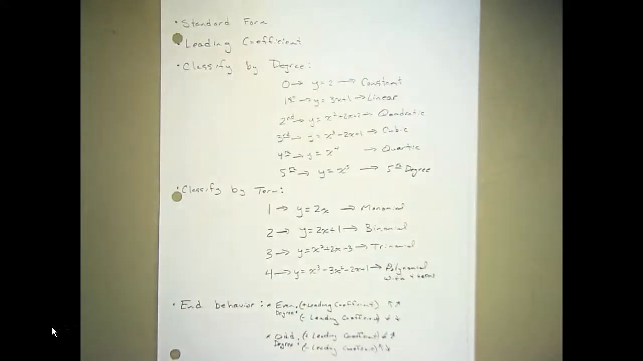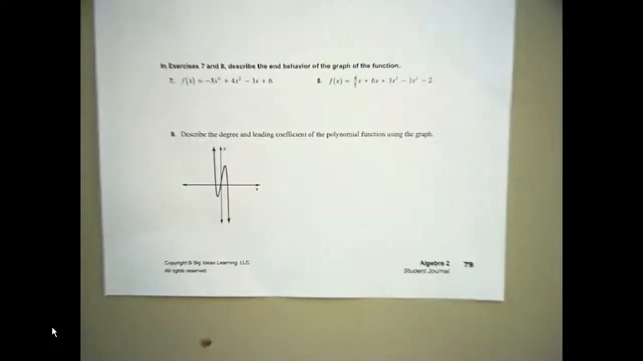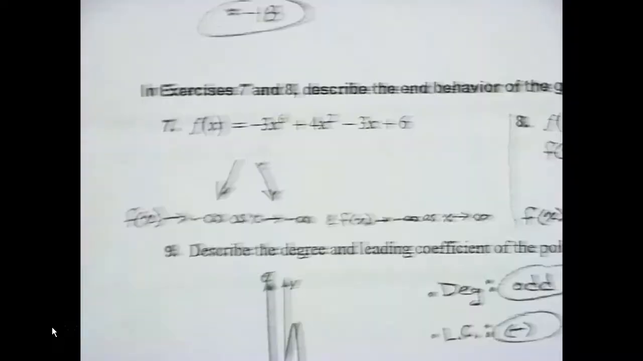Okay? So what I'd like you to do right now, I want you to take a look at problems 7, 8, and 9 back on page 79 of your student journal. I want you to go ahead and work with your groupies. Answer those questions there. Here we go. Number 7. There, got it. Describe the end behavior.